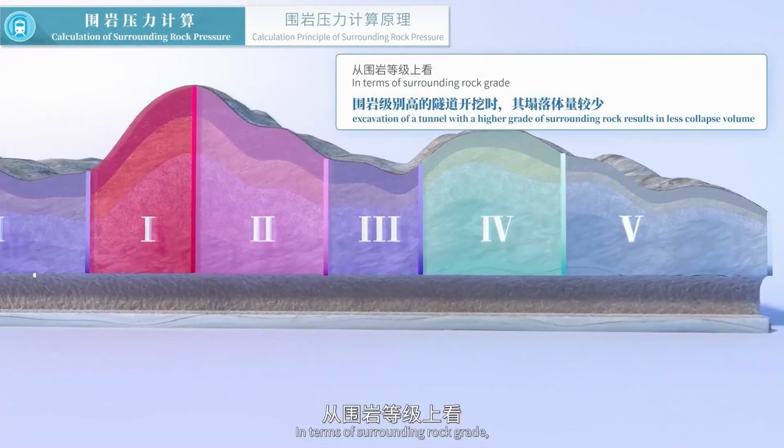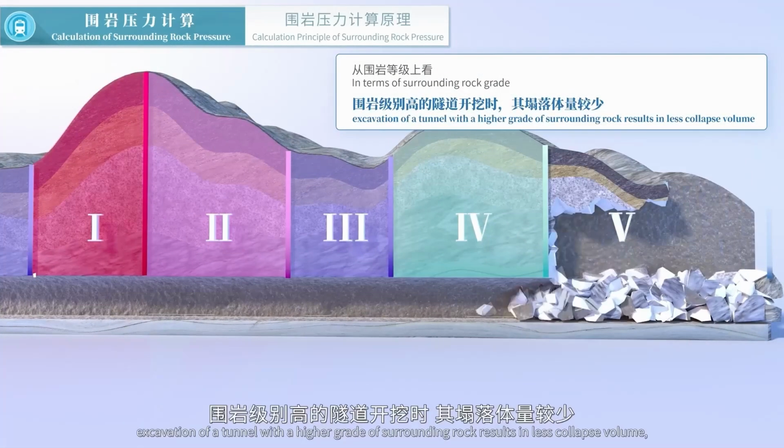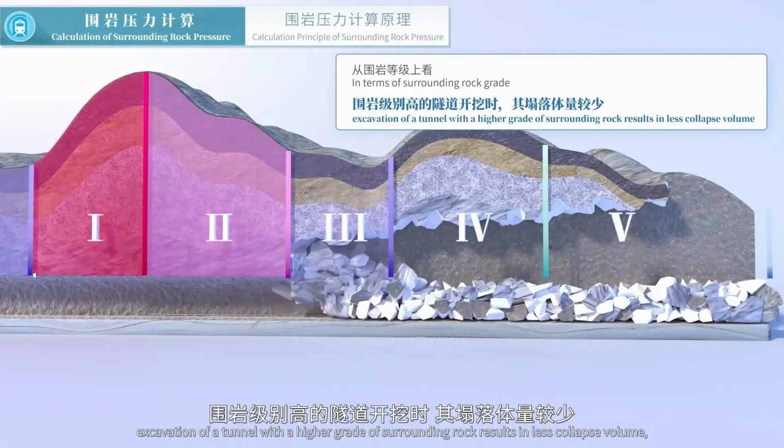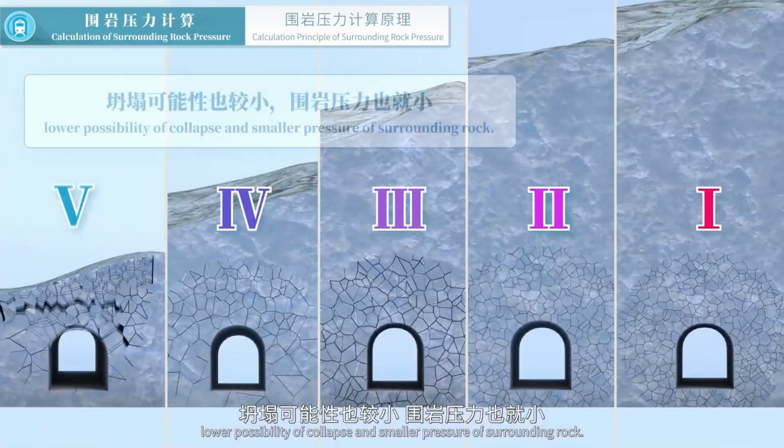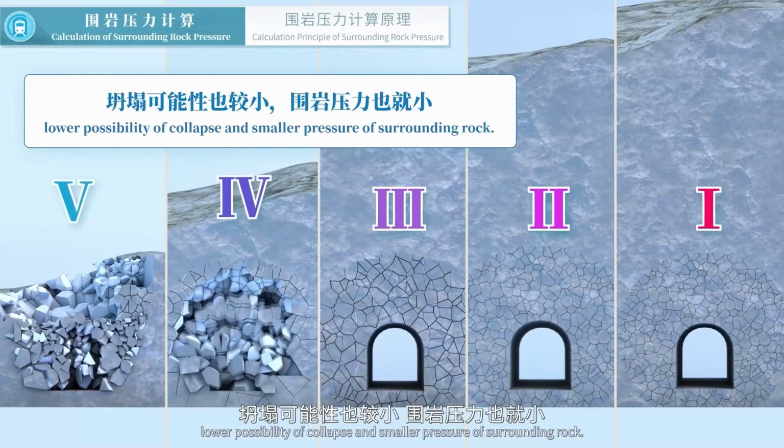In terms of surrounding rock grade, excavation of a tunnel with a higher grade of surrounding rock results in less collapse volume, lower possibility of collapse and smaller pressure of surrounding rock.